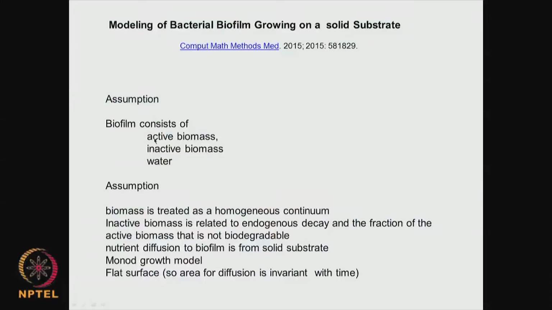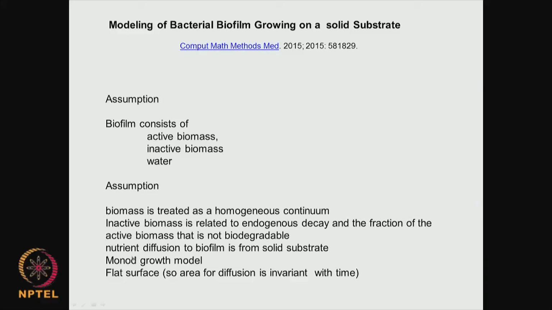They have assumed the biofilm consists of active biomass, inactive biomass, and water. Okay. So, active biomass is not biodegradable, whereas inactive biomass is related to endogenous decay, and it is a fraction of this active biomass. What are the assumptions? Biomass is treated as a homogeneous continuum. You have to remember that although biomass is heterogeneous, you may have live cells, dead cells, proteins, and so on, it is considered as homogeneous. So, inactive biomass is related to the decay, and it is a fraction of the active biomass, and that is not biodegradable.